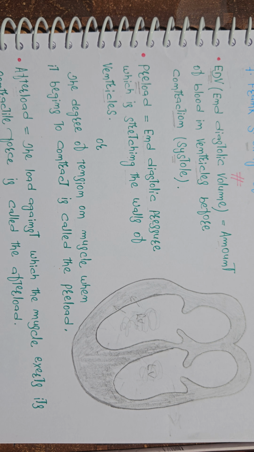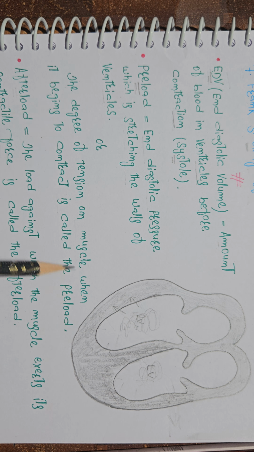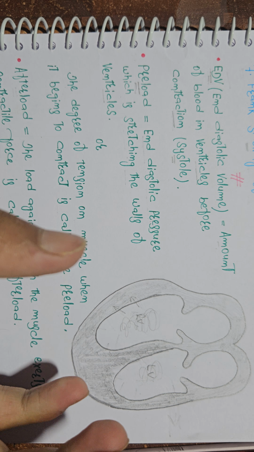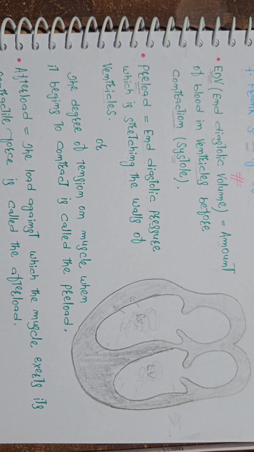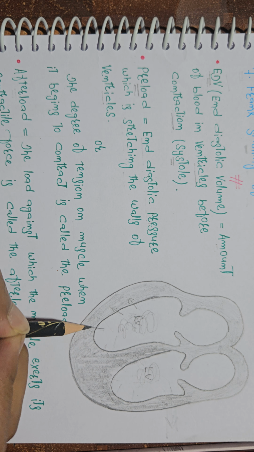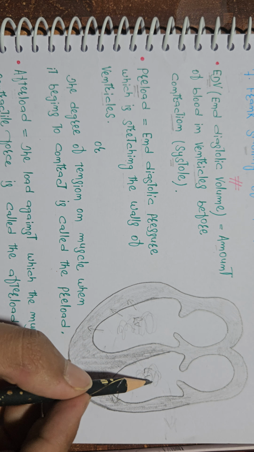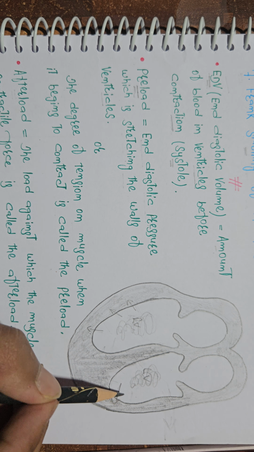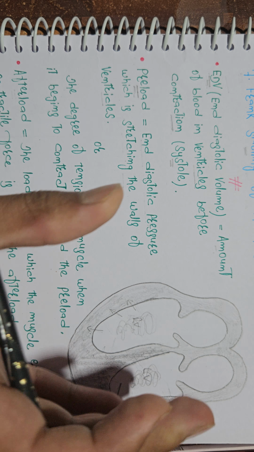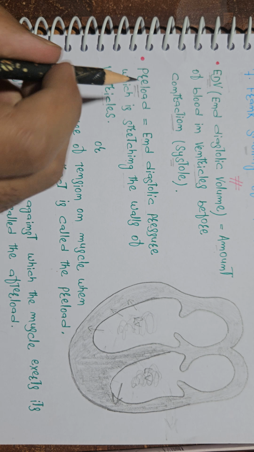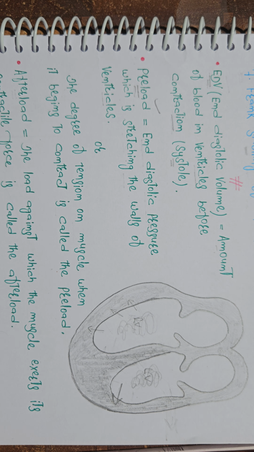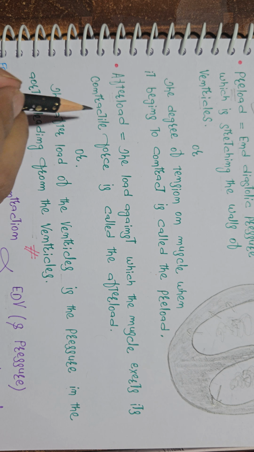This preload has another definition. It states the degree of the tension on the muscle when it begins to contract. So when the heart muscle begins to contract, it exerts a tension on the muscle, because there is blood in the ventricles. This blood is exerting a tension on the walls of the ventricles when the ventricles contract. That's called preload. Now there is a third term that's called afterload.